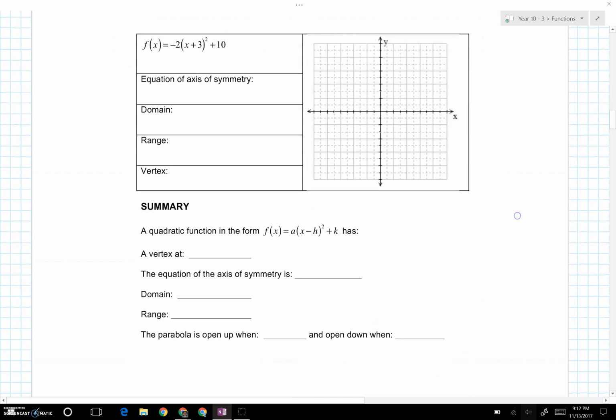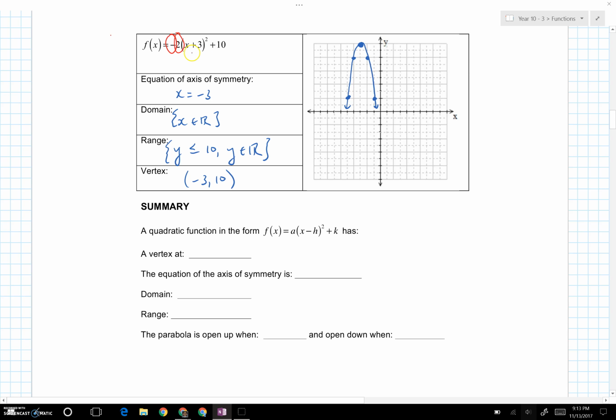Okay, last one. We're going to give this one a try, and then I'd like you to try the summary. So please pause the video and give it a go. So this is our last example in the quadratic section. So here I have a reflection in the x-axis. I have a vertical stretch of a factor of 2.